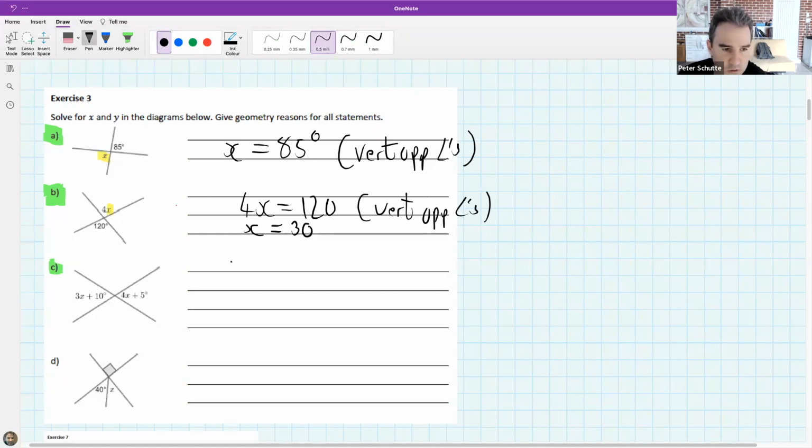Anybody willing to give me their working on C or share their thinking? See a couple of answers coming through.